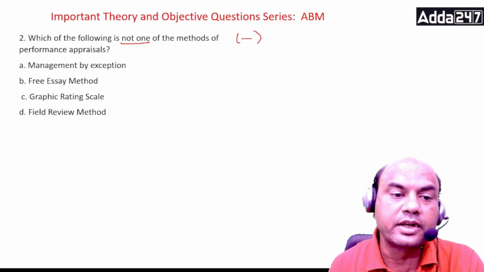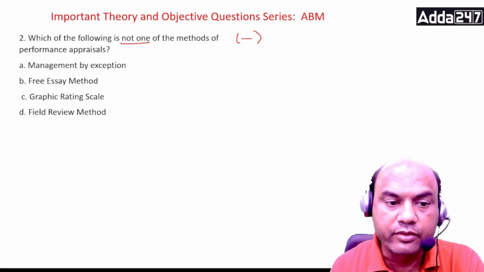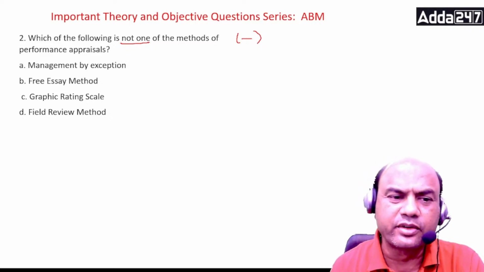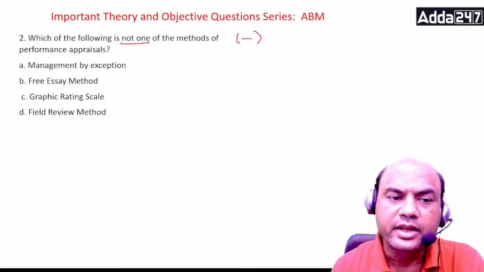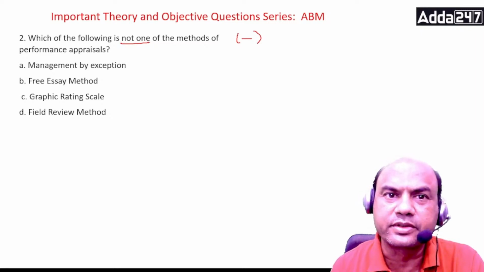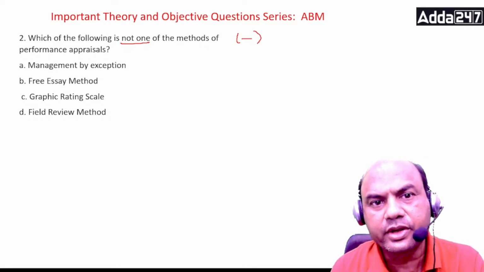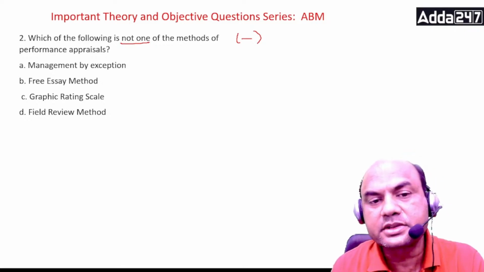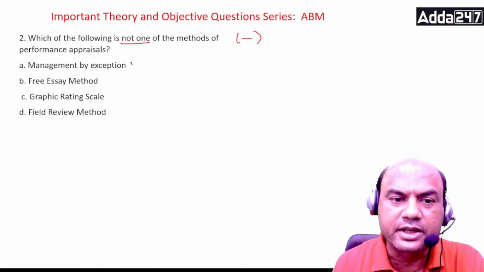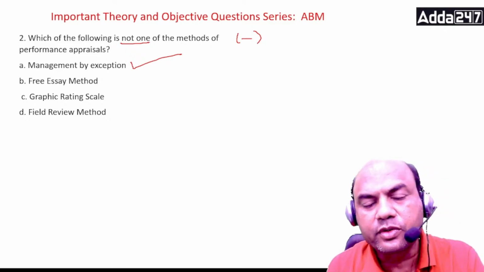So the answer over here is management by exception. Free essay method means you have to write yourself. Graphic rating means there are certain points given for each of your attributes. Field review means common among the various peers, it is checked. But management by exception is not one of the methods. It is not for performance appraisals.